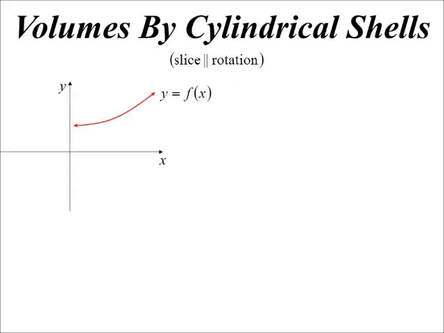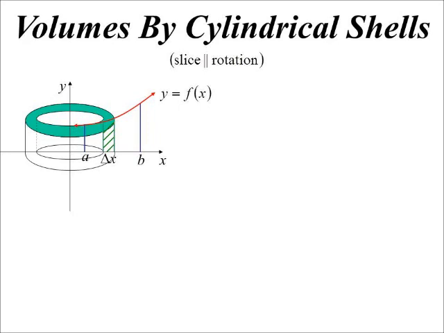Now, let's go to our random shape there. So same volume we were investigating there. We want to find the volume of the shape when we rotate between A and B. So I've got my slice parallel to the rotation. And when we rotate that single slice there, we end up with a cylinder with a hole in the middle, if you like. That's why it's called a cylindrical shell. It's a shell of a cylinder.